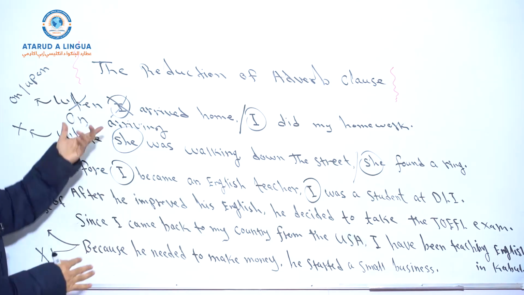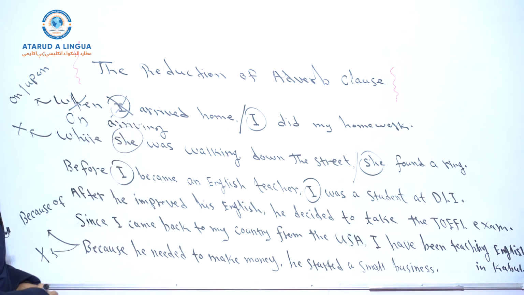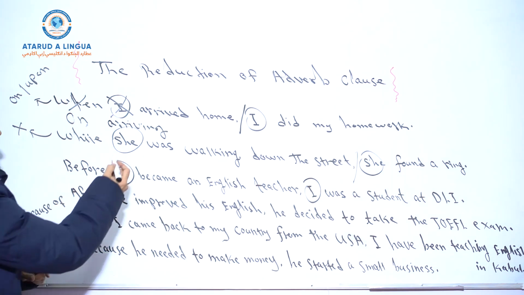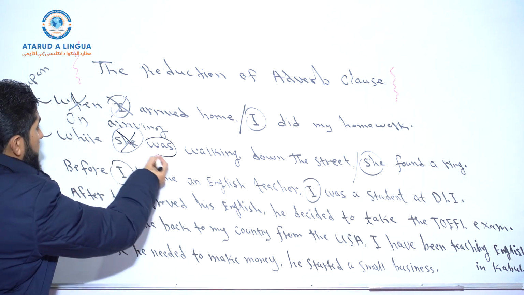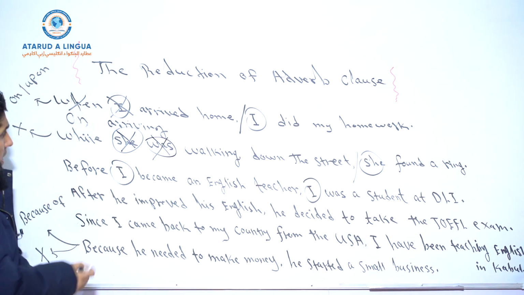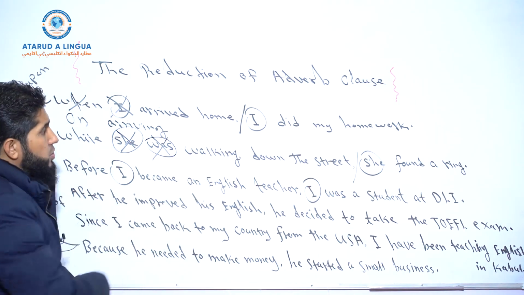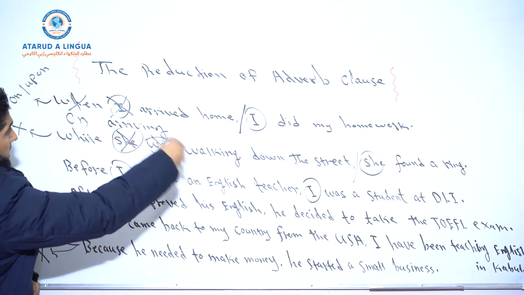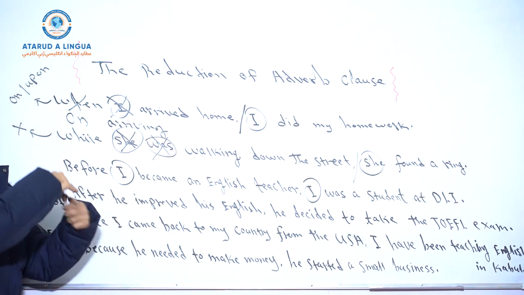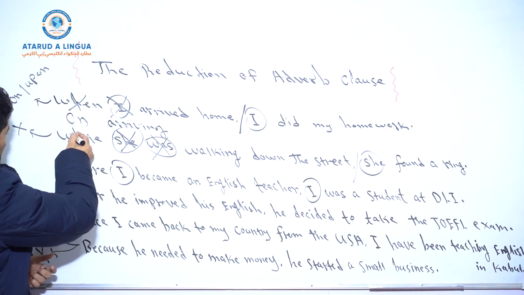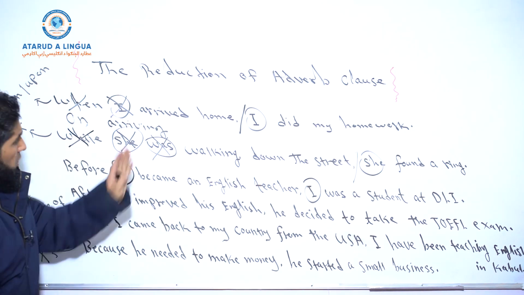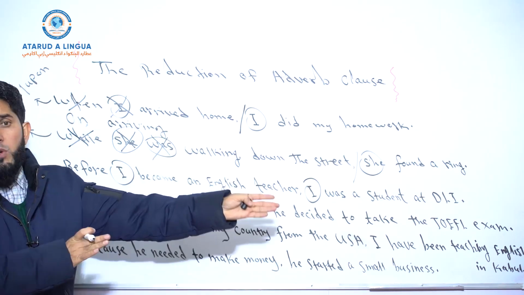But it's not a clause anymore, it's just a phrase. So now, "While she was walking down the street, she found a ring." What do we do here? Get rid of the subject. Get rid of the to be verb, okay? "While walking down the street, she found a ring." Now, "while walking down the street" is not a clause anymore, it's a phrase, okay? And it's even possible to remove "while." You can say, "Walking down the street, she found a ring."